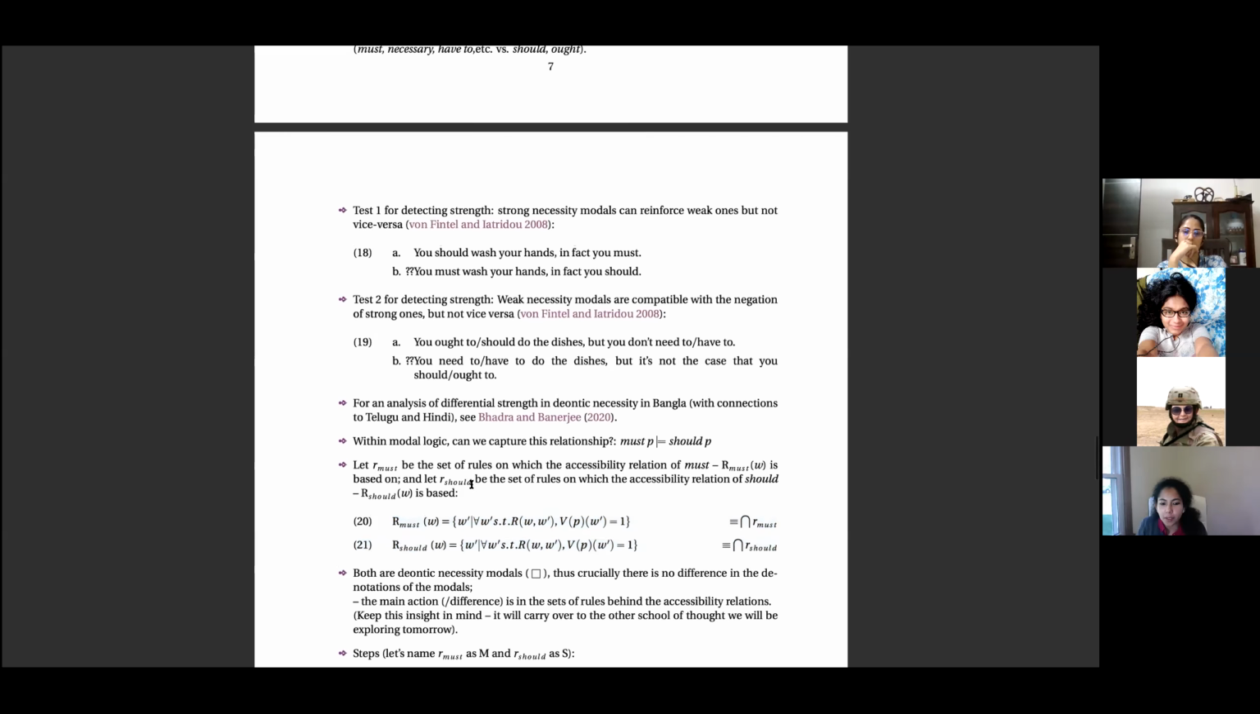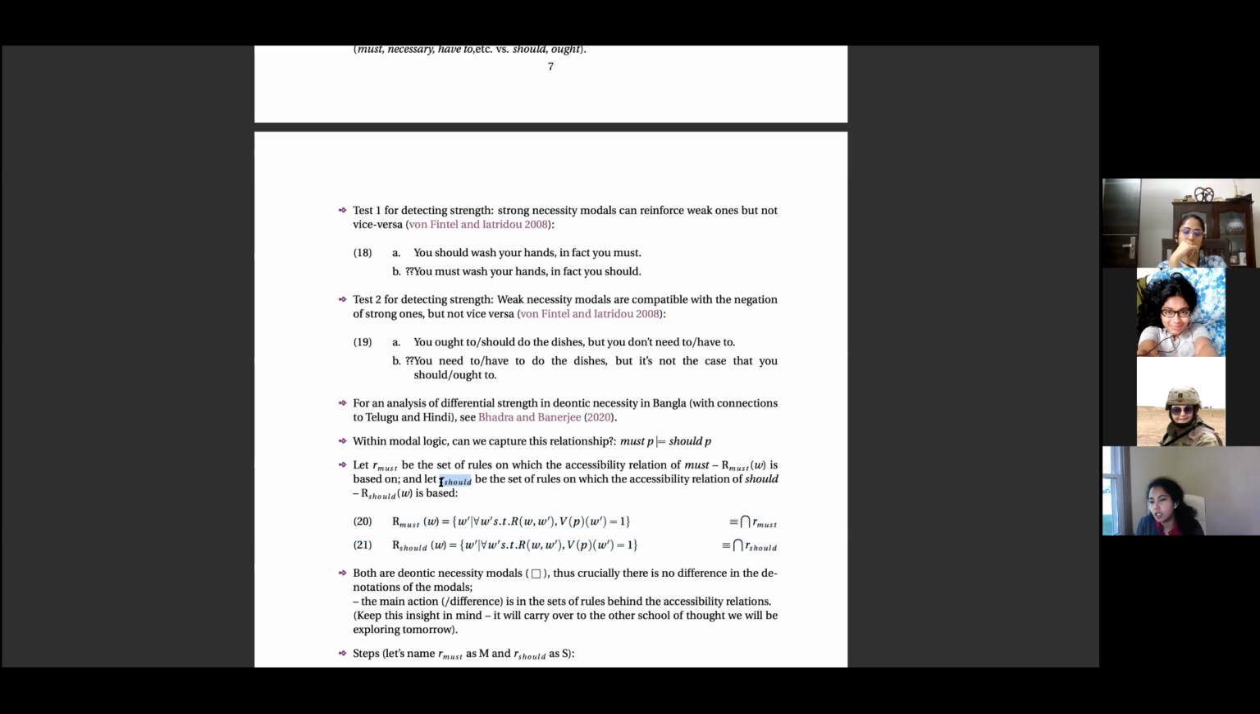I want to harp on this a little bit because both of these are necessity modals. Look at the denotations of the accessibility relations attached to them. They look exactly the same. They say, given this accessibility relation, I have universal quantification over all of the worlds that are the output of that accessibility relation. The denotation is the same. So where is the difference coming from between must and should? How are we getting that weak strength difference? It's because of these rules.